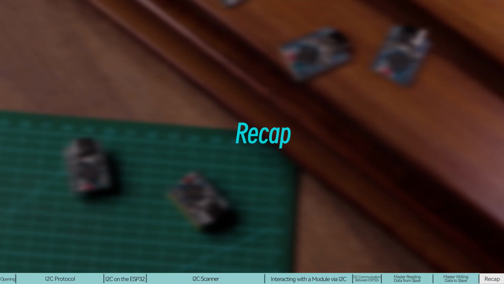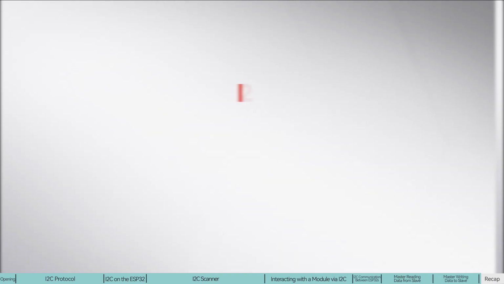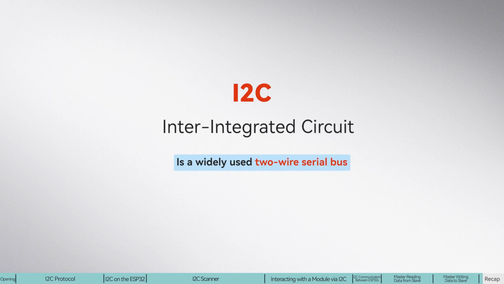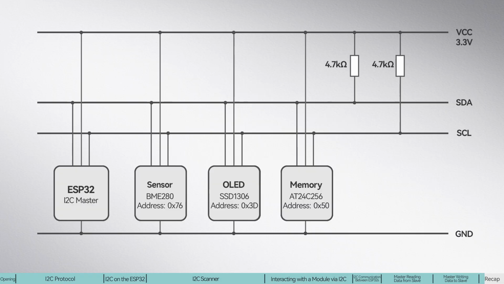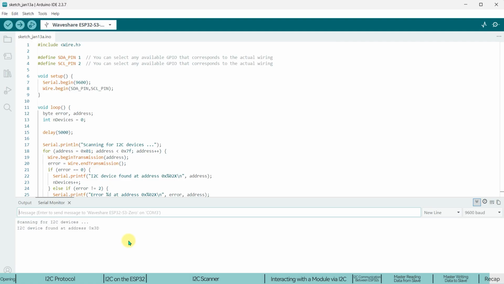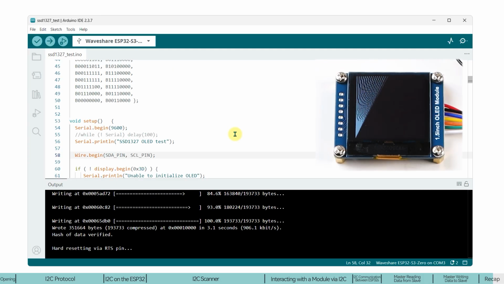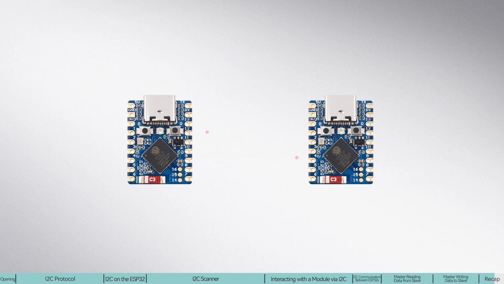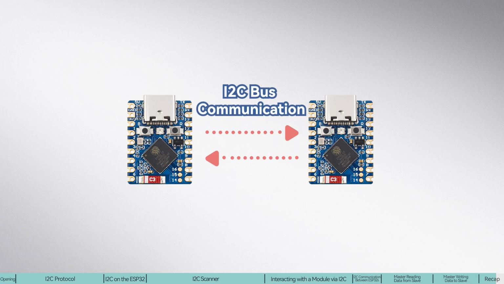All right, that's all for this lesson. Let's quickly recap. We learned the core principles of I2C communication, including the SCL and SDA signal lines, master-slave architecture, device addresses, and pull-up resistors. We practiced scanning for I2C device addresses and customizing I2C pins to drive an OLED display. We also implemented I2C master-slave communication between two ESP32 boards.